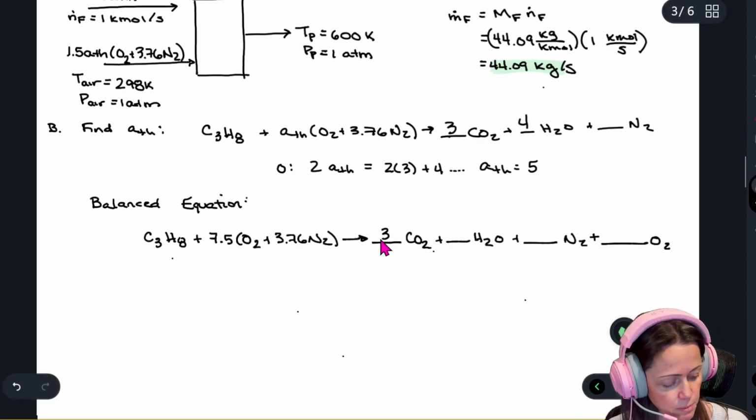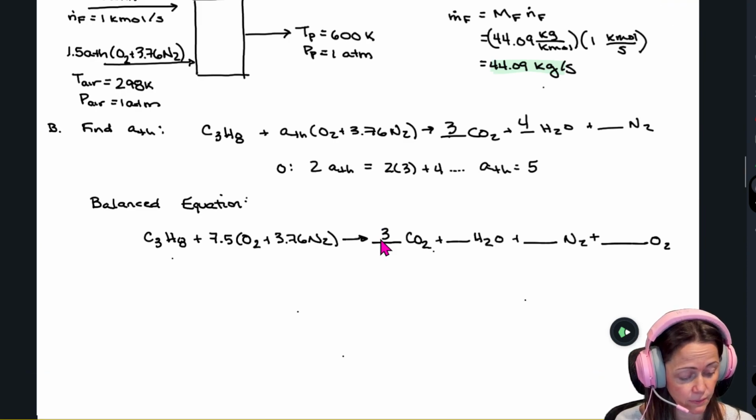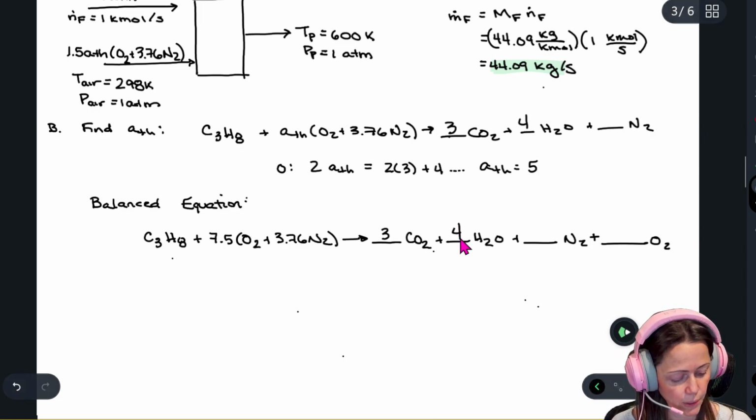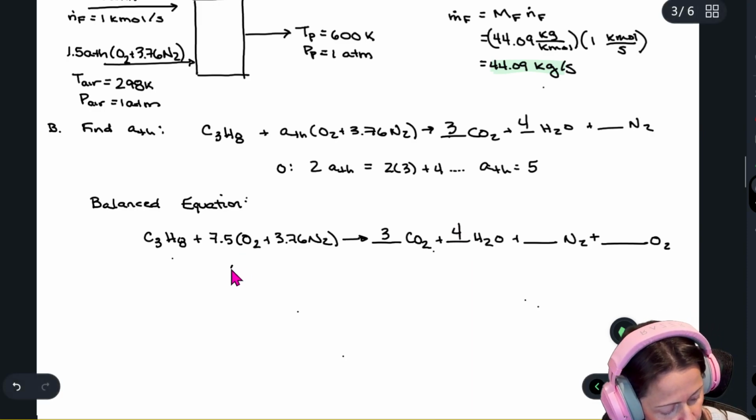That means there has to be a 3 right here. On the left-hand side, I've got 8 hydrogen, so I have to have 4 times 2 on the right-hand side. And now I'm going to do mole balance on the other stuff.